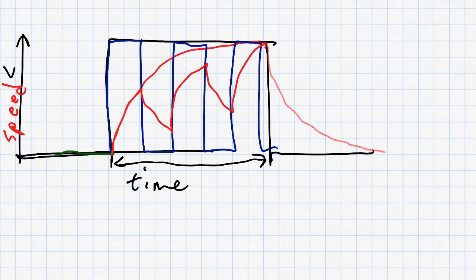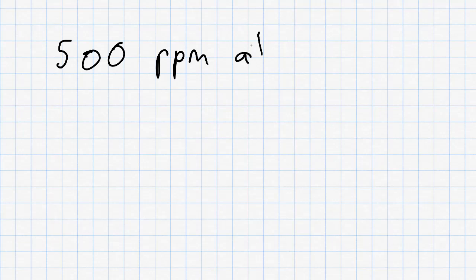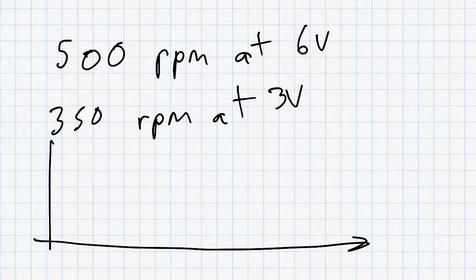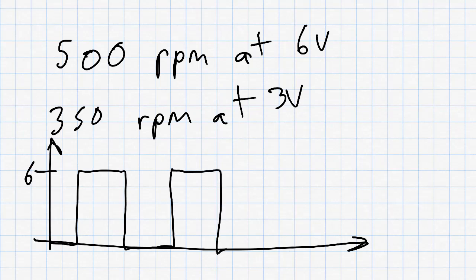Whatever ratio we use to turn the motor on and off, that is also the ratio of the speed that the motor will spin. For example, suppose we know that the motor will spin 500 RPM if we give it a constant 6 volts. Suppose we also know that the motor will spin at 350 RPM if we give it 3 volts. Now, if we turn a 6 volt signal on and off so that it is on for half the time and off for half the time, the motor will spin at the same speed it would have spun if we had given it a constant 3 volts.